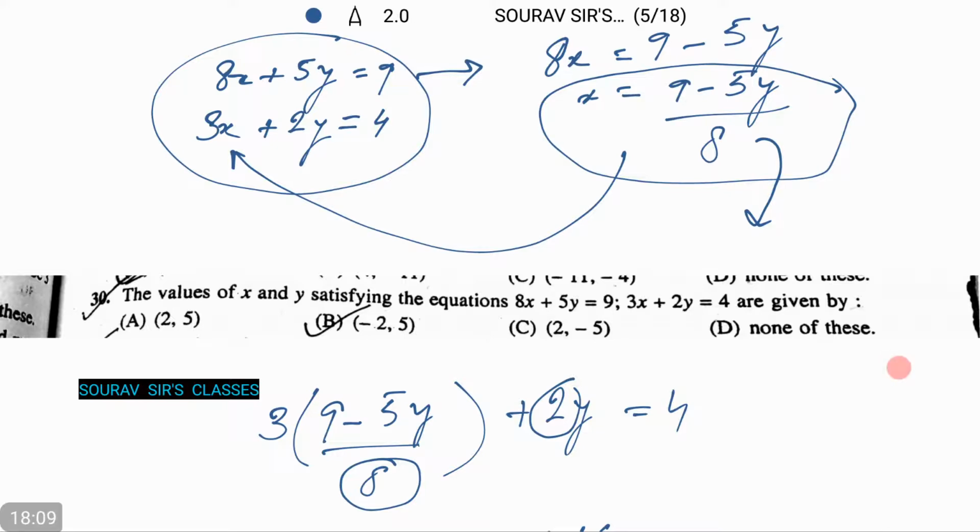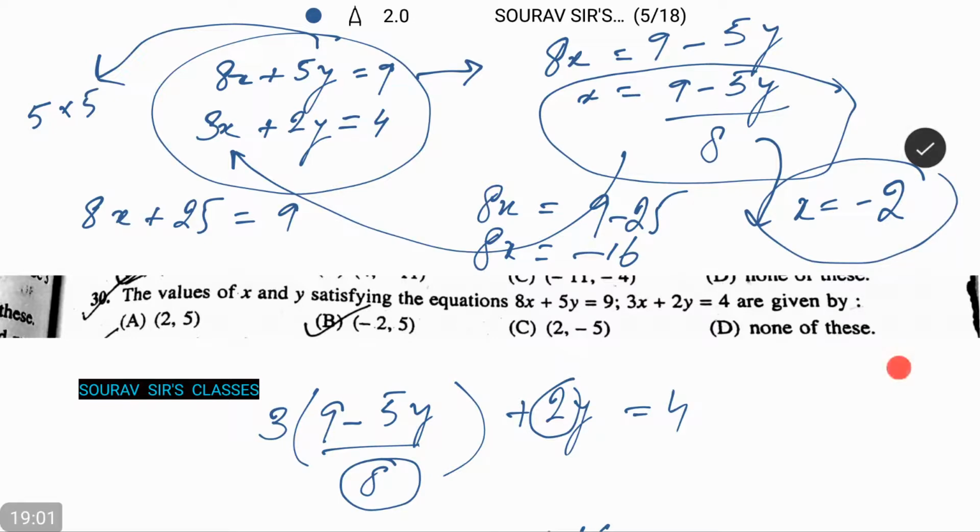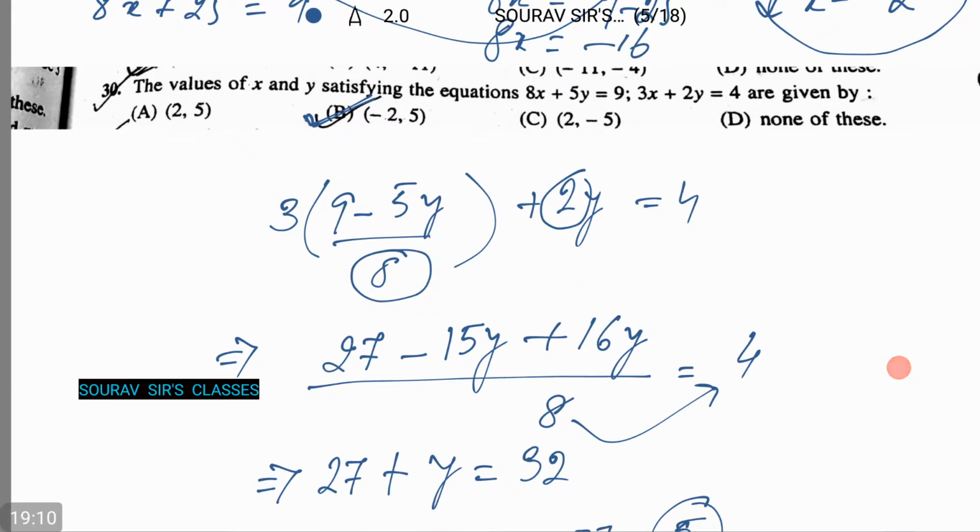So if we substitute y here, we will get 8x plus 25 equals 9. 5 into 5, I've put y's value 5 into 5 here. So this becomes 8x equals 9 minus 25, which therefore becomes 8x equals minus 16, which therefore becomes x equals minus 2. And that's your answer. So the values of x and y are minus 2 and 5, that's B, right? So let's move on to the next one.